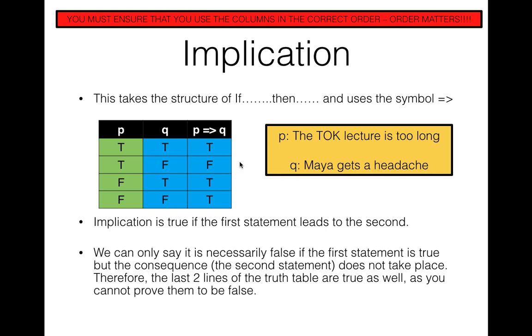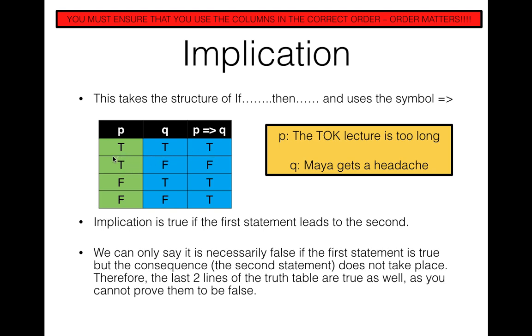And we say that implication is true if the first statement leads to the second statement. So it's really important that you have your columns in the correct order. So in this case, we're going from P to Q. So I've got P first and then Q. But if it was Q to P, I'd want to switch them over. So, fairly obvious. If the TOK lecture is too long, then Maya gets a headache. If both of those things are true, both of those things happen, then this statement must be true.